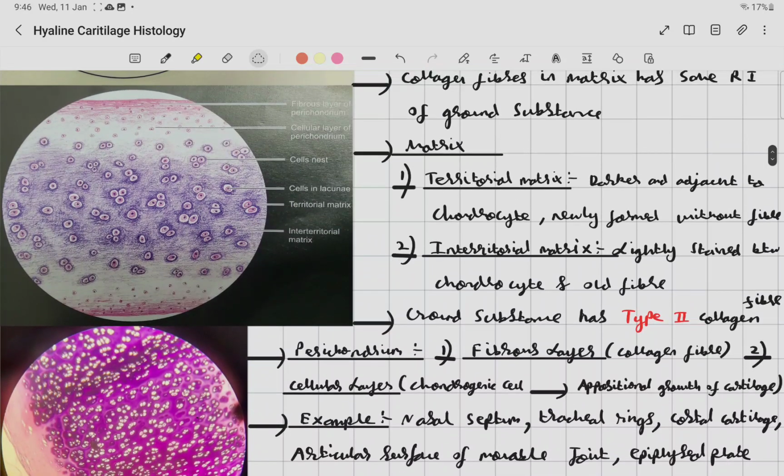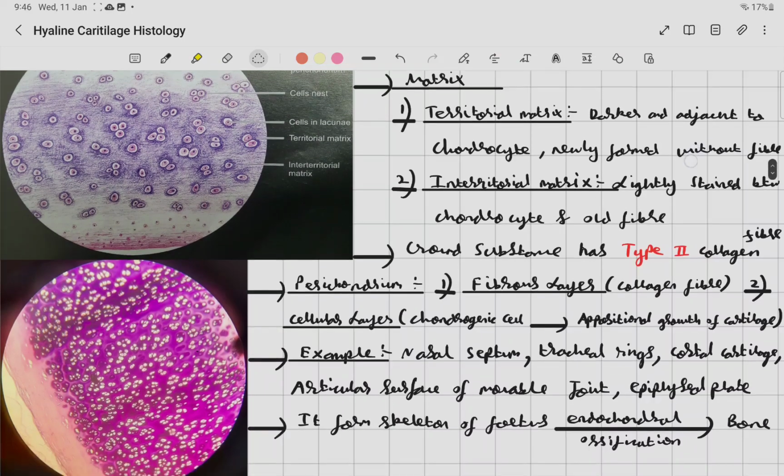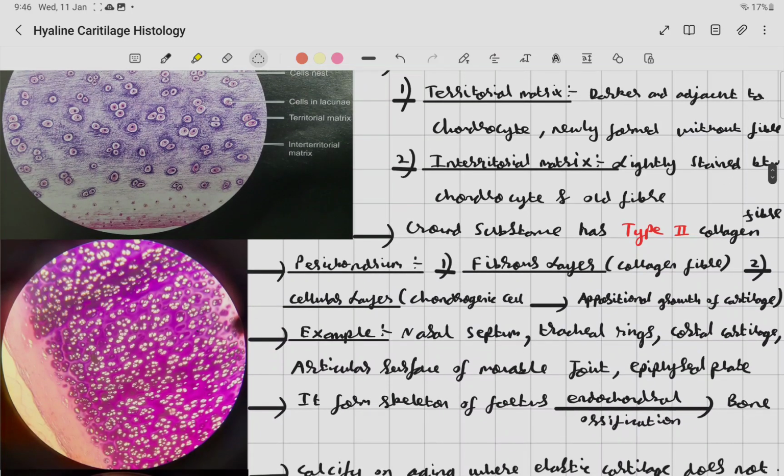Now, the ground substance of hyaline cartilage is made up of type 2 collagen fiber. Now, the perichondrium is divided into two layers: the fibrous layer and the cellular layer. The fibrous layer is made up of collagen fibers, and the cellular layer is made up of chondrogenic cells that help in the appositional growth of cartilage.